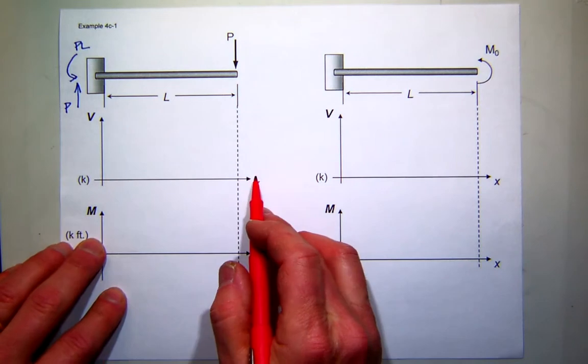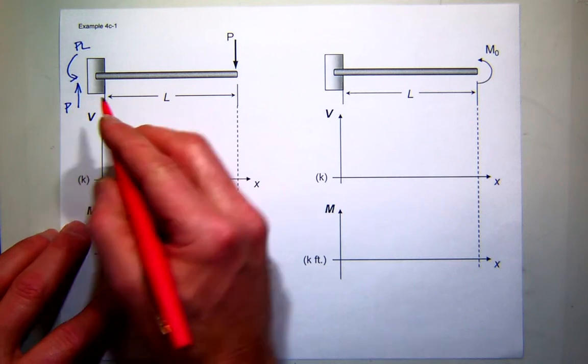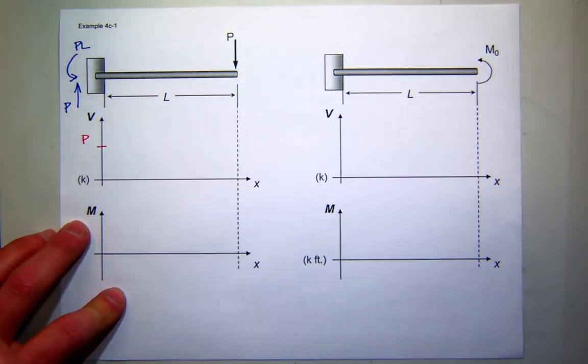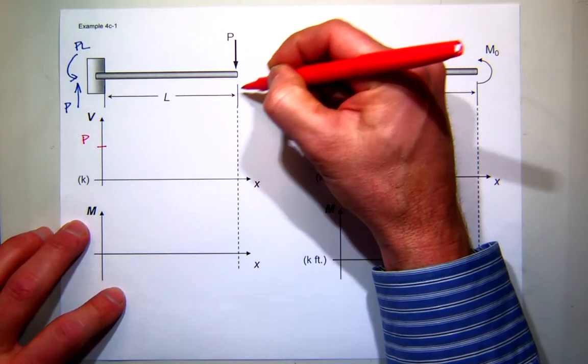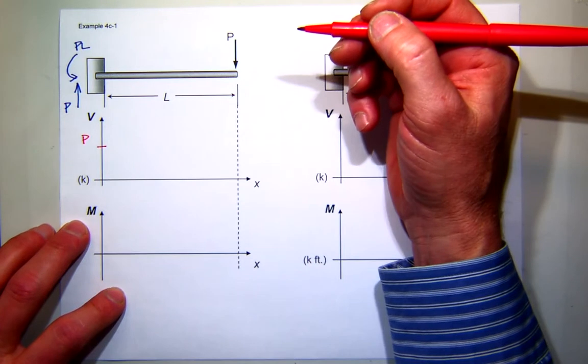Starting from the left and working to the right, I look at this force. Is this a positive shear or a negative shear? Positive. So I should start at P. Now, what kind of shear do I have out here at the free end? Positive. Yeah, why do you know that?